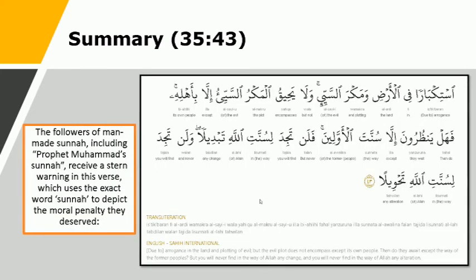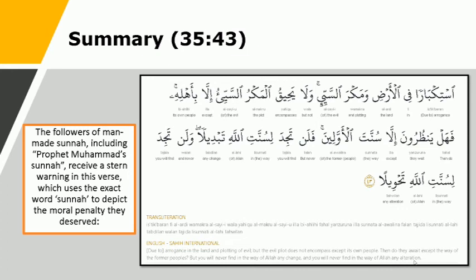And this is again clarified in Surah 35 verse 43. I'll read it out to you again. I'll put the Arabic transliteration and the English Sahih International. Arrogance in the land and plotting of evil, but the evil plot does not encompass except its own people. Then do they await except the way of the former peoples, but you will never find in the way of Allah any change, and you will never find in the way of Allah any alteration.